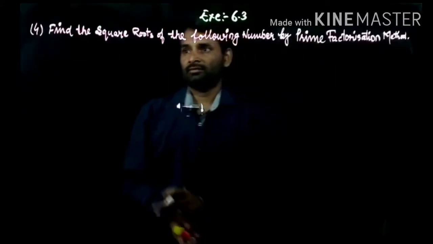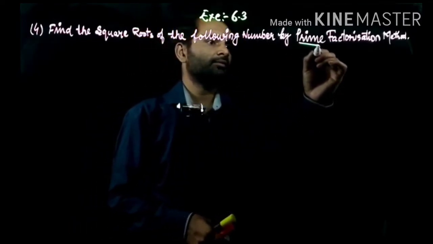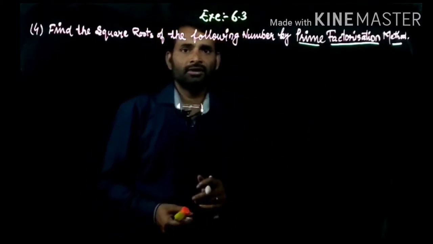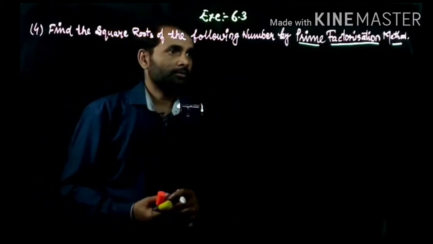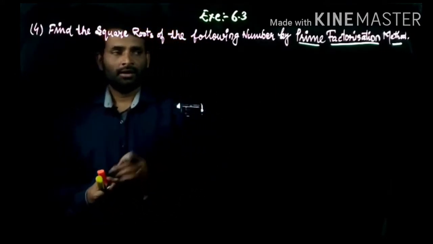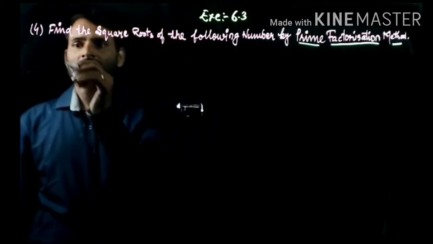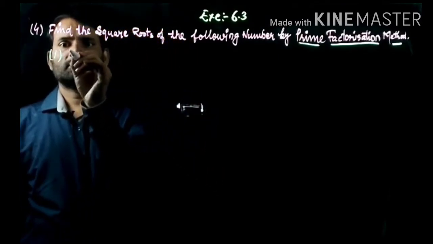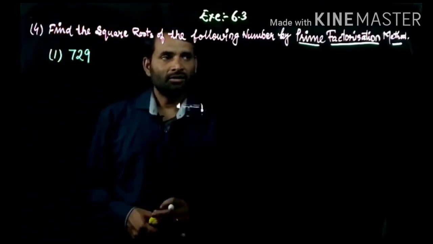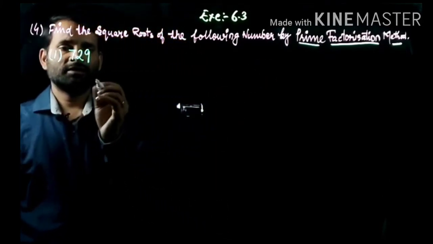Okay. This question: find the square root of the following numbers by the prime factorization method. The prime factor method you already read in 7th class, and the prime factor method uses only prime numbers. You factorize the given number by using only prime numbers. The first question is 729. Find the square root by the prime factor method.